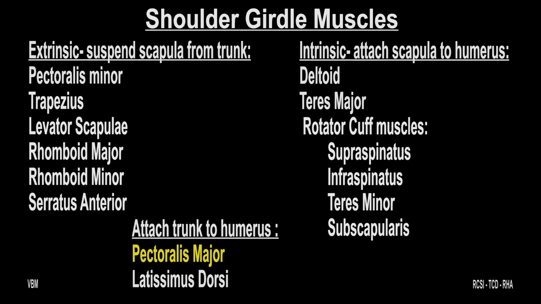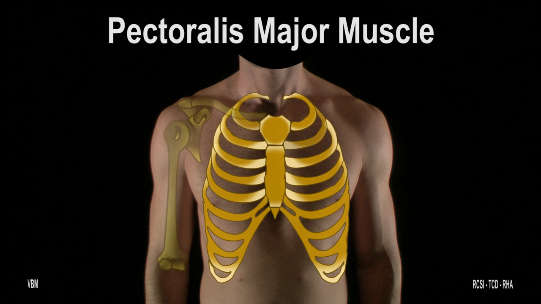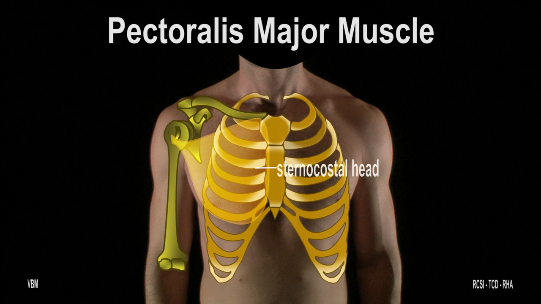Muscles in motion. Pectoralis major muscle. The pectoralis major muscle attaches the trunk to the humerus. The clavicular head arises from the medial half of the clavicle. The sternocostal head arises from the lateral side of the manubrium, the sternum, the upper 6 costal cartilages and ribs, and the external oblique aponeurosis.